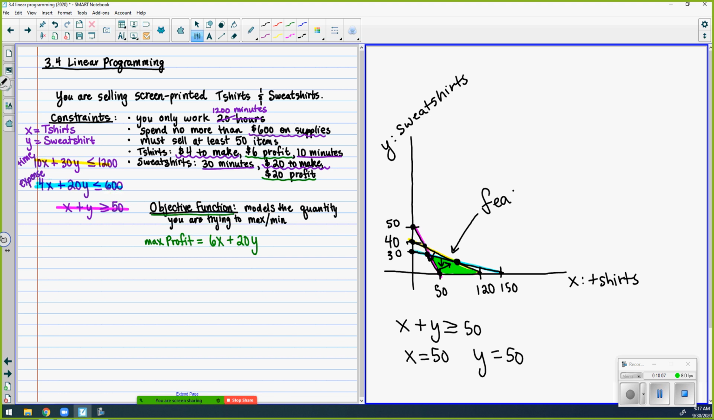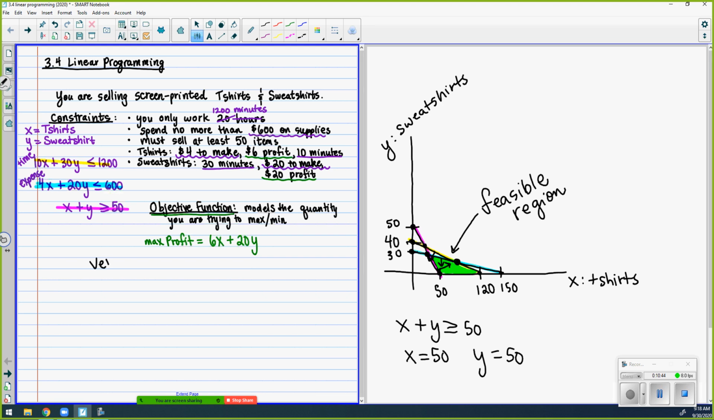The feasible region contains all of the possible solutions to this problem, so all of the combinations of sweatshirts and t-shirts. But let's go back and talk about this objective function. The objective function models the quantity that you're trying to maximize or minimize. Well, obviously, I want to maximize my profit. Remember, I get my profit by charging $6 for each t-shirt and $20 for each sweatshirt, and then, of course, actually selling that many. Well, your maximum or minimum quantity will always happen at the vertices.